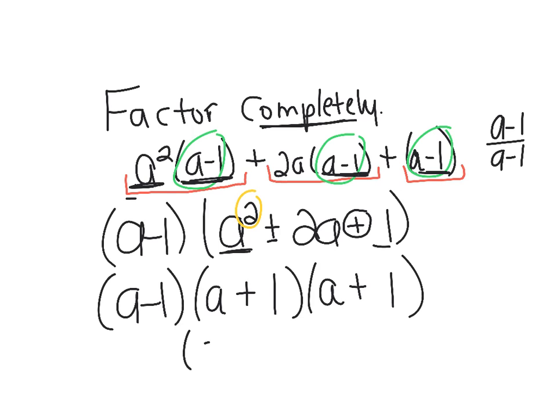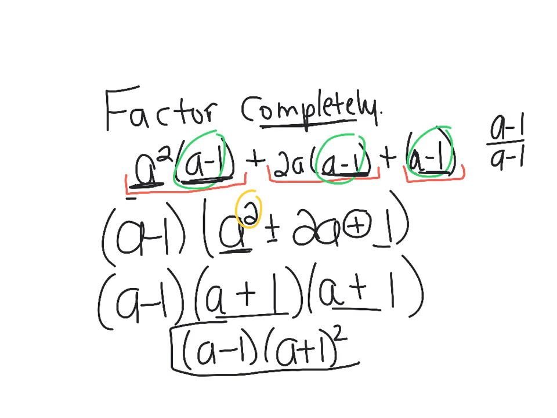So now we have (a - 1) and we have (a + 1) squared, because we have two of those, which means we can write it as (a + 1) quantity squared. And this should be our answer.